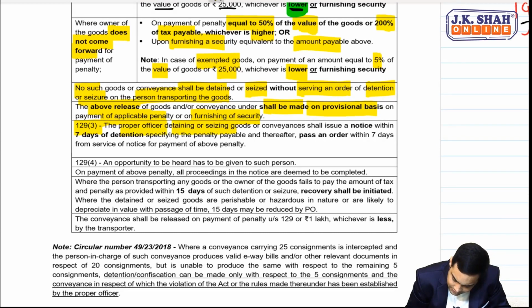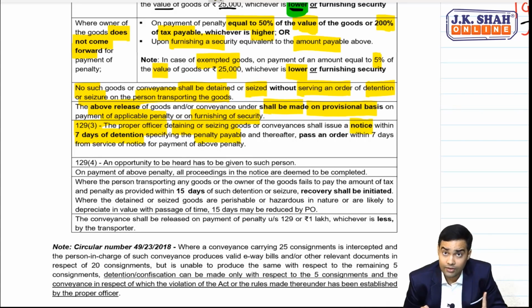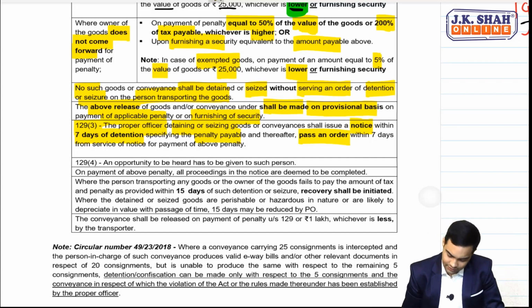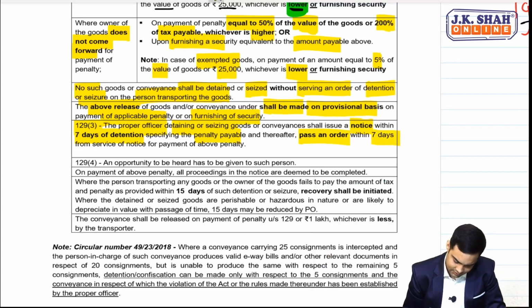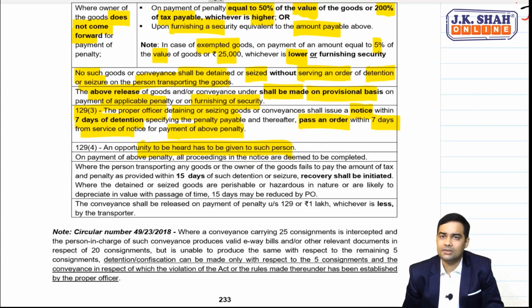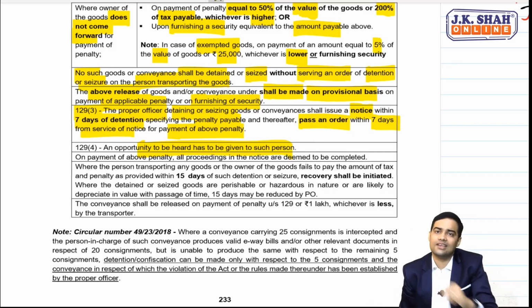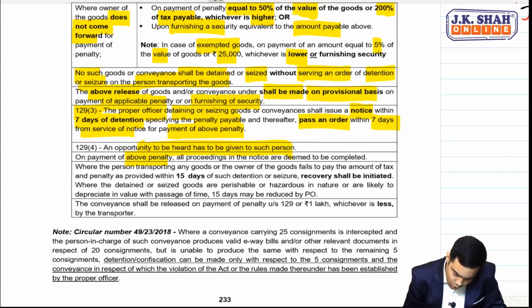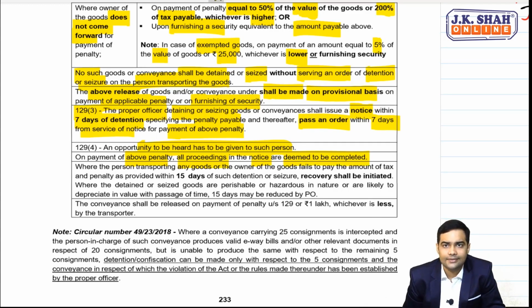129.3. The proper officer detaining such goods shall issue a notice within 7 days of detention specifying the penalty payable. Within 7 days, he has to issue a notice. Thereafter, he will pass an order within 7 days from service of notice for payment of penalty. Opportunity is given, obviously, 7 days time between serving of notice and passing of order. On payment of above penalty, all proceedings in the notice are deemed to be completed. If you pay the penalty, government's job is done because they have got the money.